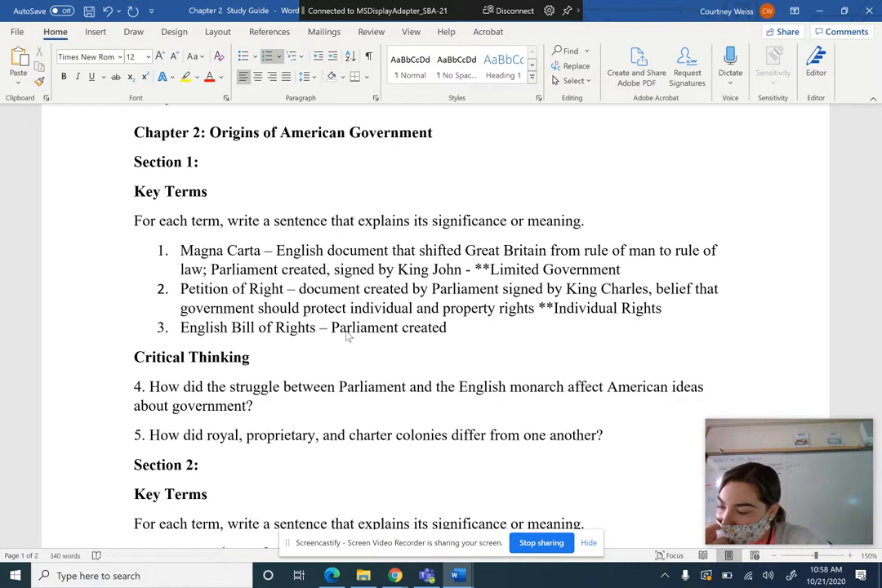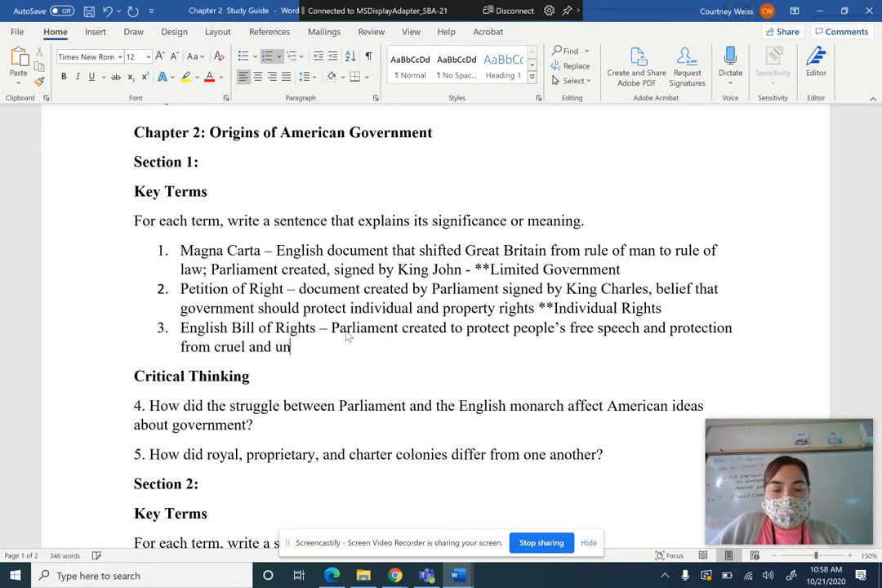Hannah, could you repeat what you said? Free speech and protection from cruel and unusual punishment. Excellent. We need more for this one. Go ahead, Jasmine. Replace the monarchy with a constitutional monarchy. Excellent. Monarchy to a constitutional monarchy.